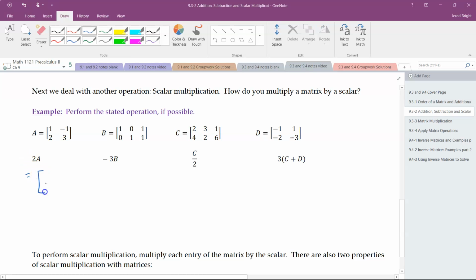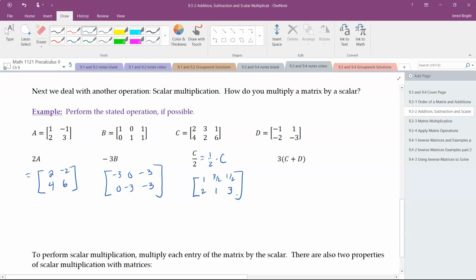So 4 is the first column, -2, and 6 is the second column. Negative 3B, I'll let you fill out on your own right now. And there you go. C over 2 really just means 1/2 times C. We're hiding it on you. So then you just get 1, 3/2, 1/2, 2, 1, 3.